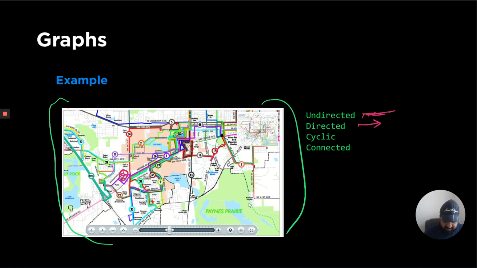Also, it's cyclic because we can see several places where there is a cycle. An example is this one. And it's connected because all the bus stops are connected to another route, which is, we do not have one bus stop here while the path ends right here. So all the bus stops are going to be connected to each other. So this is an example of a connected graph.